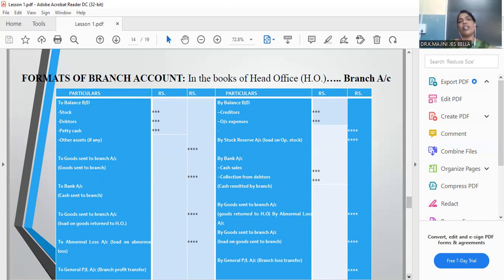If it is profit, we should write it on the debit side, to general profit and loss account. This profit also we are going to transfer to the general profit and loss account. This is the format of the branch account. For preparing the head office books, you should prepare the branch account.